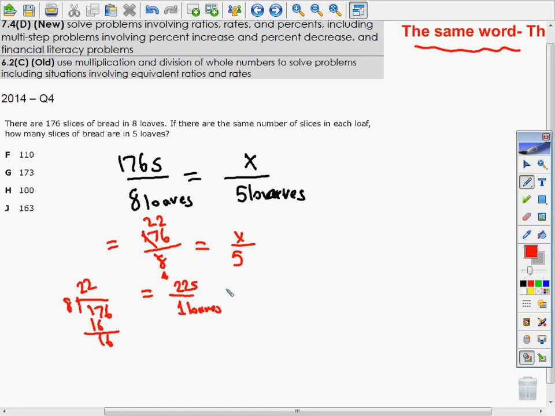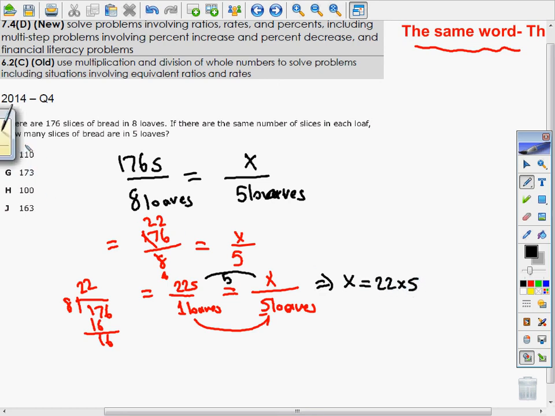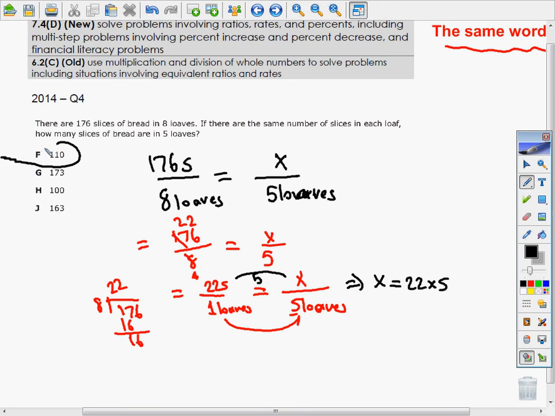So we wonder for 5, right? We wonder how many slices 5 loaves will give us. So basically 1 goes into 5 5 times. Whatever we do at the bottom, we have to do at the top. 22 times 5 will give us what? It's going to be our answer, which is 22 times 5, 110 should be our answer.